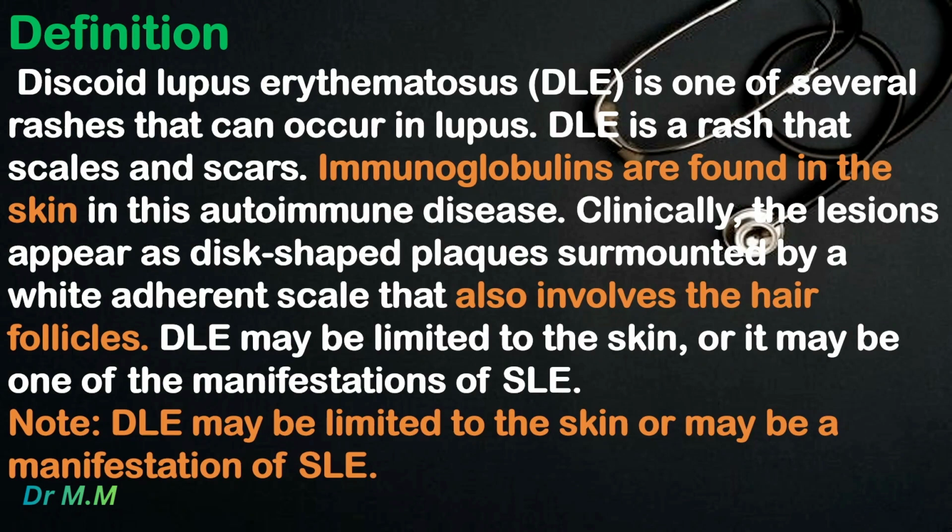Clinically, the lesions appear as discoid-shaped plaques surmounted by a white adherent scale that also involves the hair follicles. Discoid lupus erythematosus may be limited to the skin, or it may be one of the manifestations of systemic lupus erythematosus. Note: Discoid lupus erythematosus may be limited to the skin or may be a manifestation of SLE.